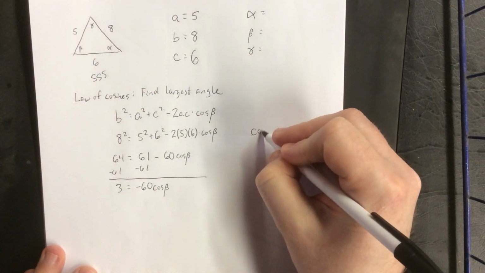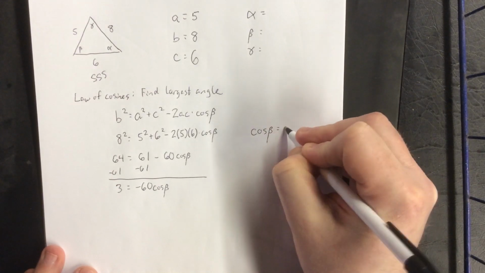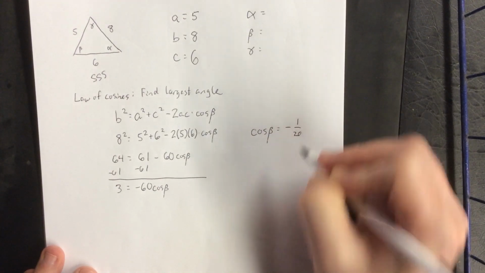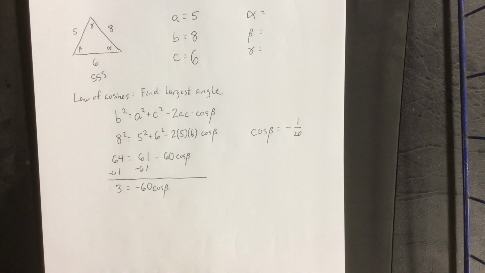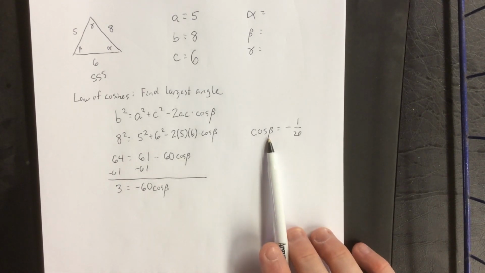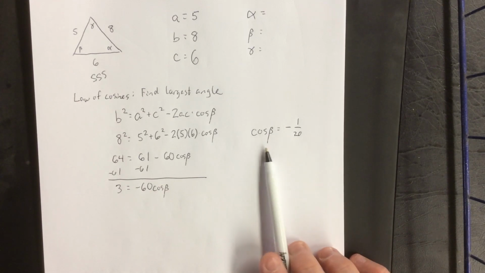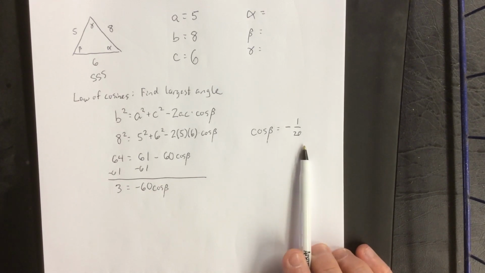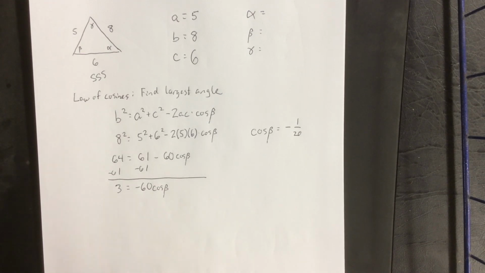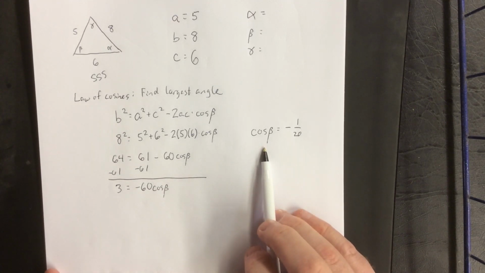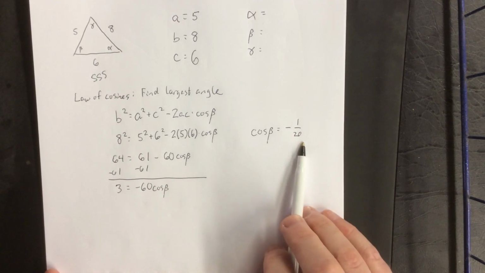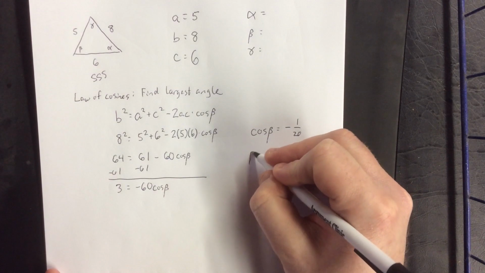Taking this over here, this lets us know that the cosine of beta is going to be equal to negative 1/20. I now know, beyond a shadow of a doubt at this point, that beta is going to be an obtuse angle. Because the only way that the cosine of an angle can be negative is if the angle is a quadrant 2 or quadrant 3 angle. Because we're restricted to angles being between 0 degrees and 180 degrees, this is a quadrant 2 angle that is obtuse.